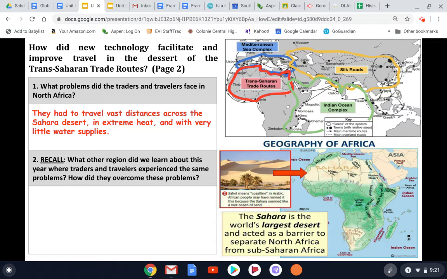So think about crossing a desert, traders, what did they use? How did they overcome these kinds of problems in a previous unit? And where were we talking about in that previous unit? So pause this right here for a second. See if you can respond to that on your own, and then come back and we'll discuss it together.